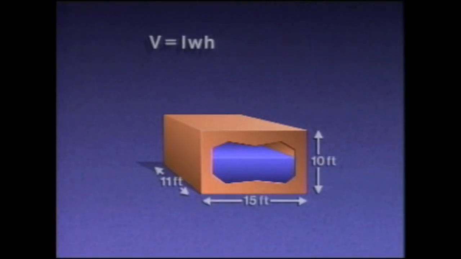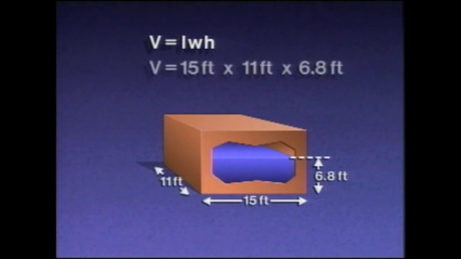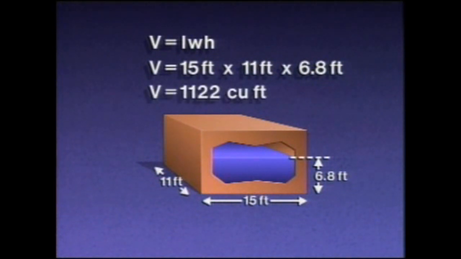To determine the volume of material in the tank, we can substitute the level of the material for the height of the tank. For instance, if the level of material is 6.8 feet, then the formula becomes 15 feet times 11 feet times 6.8 feet, which equals 1,122 cubic feet.